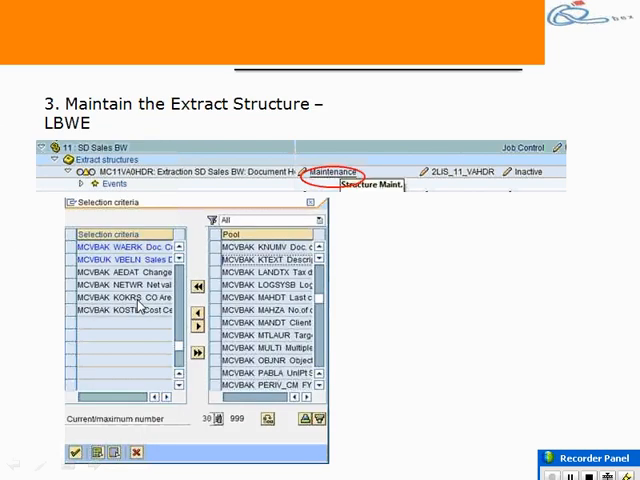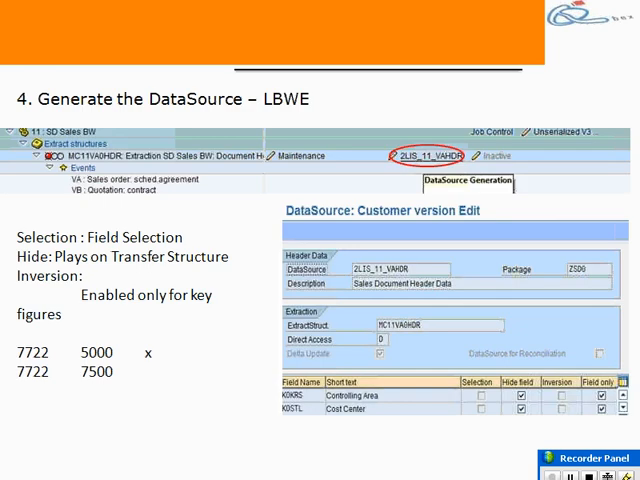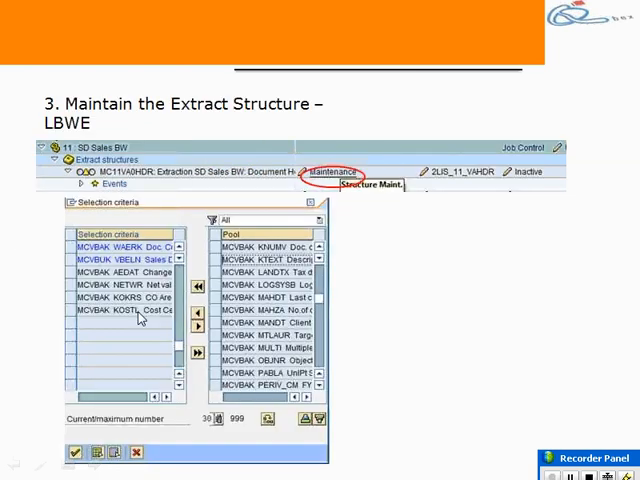Here, did I select these two fields, KOKRS, KOSTL? Are these two fields part of the ready-made extract structure, or did I add them to the extract structure? We have customized it, right? So what happens when you go about generating a data source, for all the fields you have explicitly added, okay?